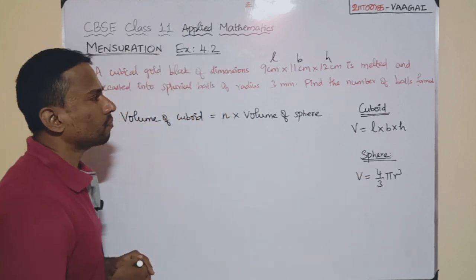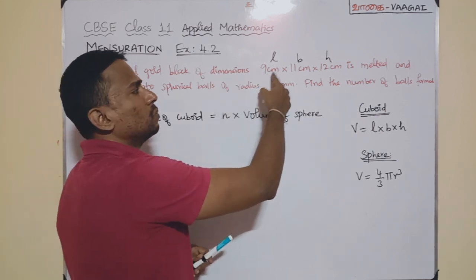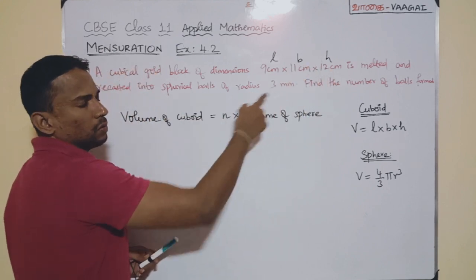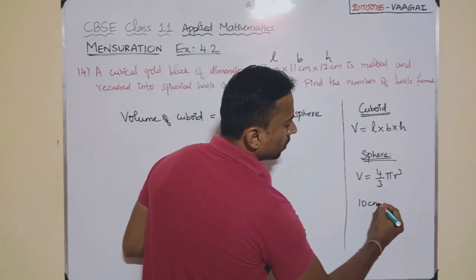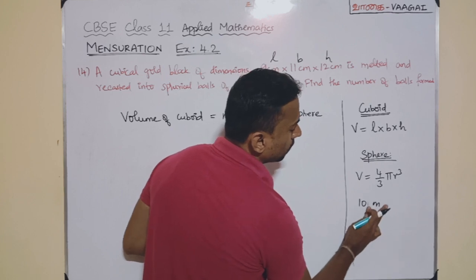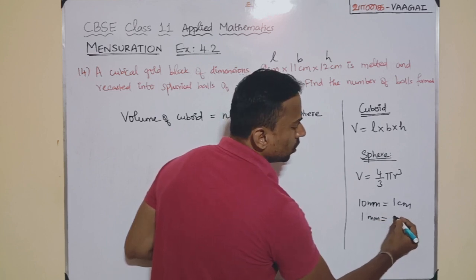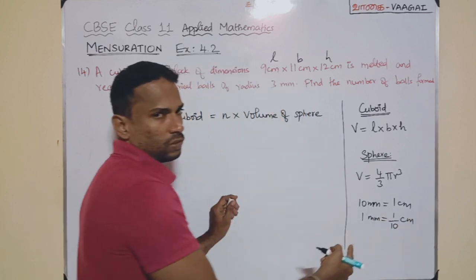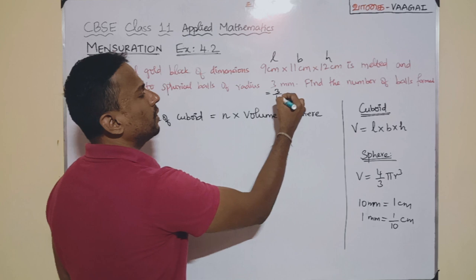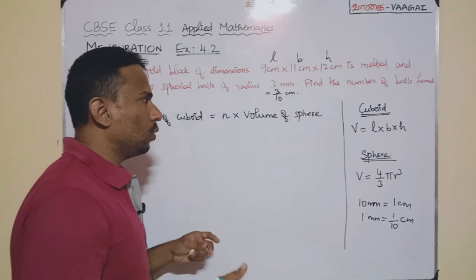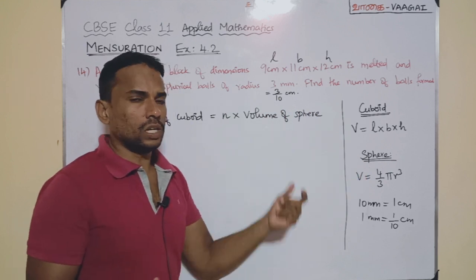Now one more point we need to be careful about is that for our cuboid, the measures are given in centimeters, but for the sphere, it is given in millimeter. So we should know another thing also. 10 millimeter is equal to 1 centimeter, which means 1 millimeter will be equal to 1 by 10 centimeter. So this alone we should know. When I come here, I have 3 millimeter. Now this 3 millimeter can be written as 3 by 10 centimeter. That's it. Why we are doing this is to make all the dimensions have uniform units.